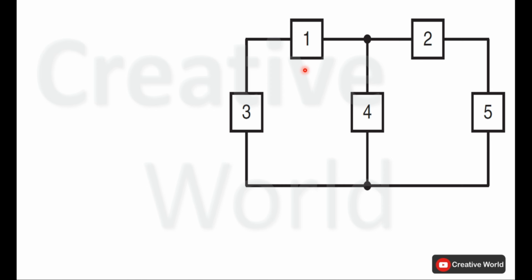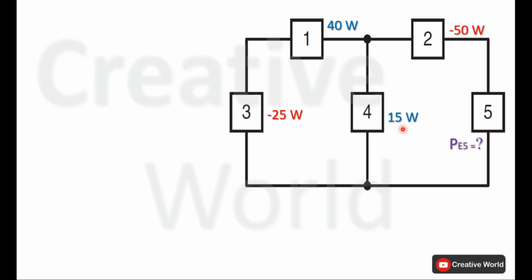This is the circuit. Element 1 power is 40 watt and this power is being absorbed by element 1. Element 2 power is minus 50 watt and element 2 is supplying this power. Element 3 power is minus 25 watt. This power is being supplied through element 3. Element 4 power is 15 watt and this element 4 is absorbing this power. We have to calculate the power of element 5.